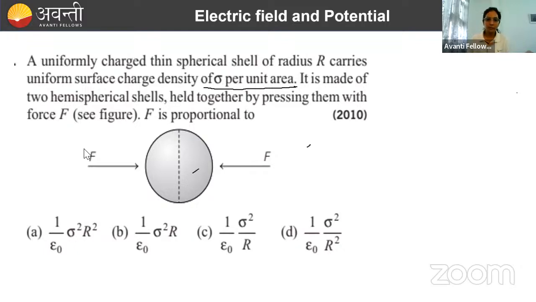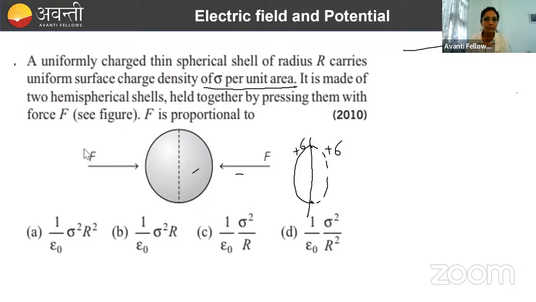So the question is that there are two hemispherical shells. One is like this. It has plus sigma charge density. And there is another hemispherical shell, which also has plus sigma charge density. And if we want to keep them together, we need to apply force like this. So it is asking what will be the value of this force F. For solving this question, we need to actually understand the concept.